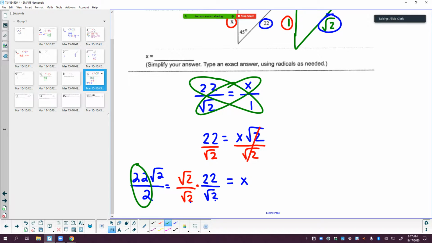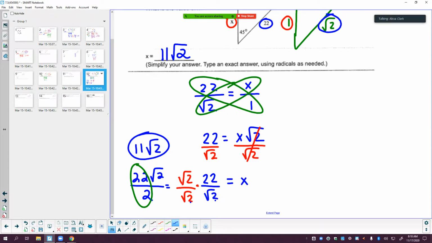And it's the same thing every time. It's the same steps every time. You're going to multiply straight across. You're going to multiply to rationalize the denominator, and then something is going to cancel. So 22 over 2, that's going to reduce down to 11. I still have square root of 2 right there, so that becomes 11 square root of 2.